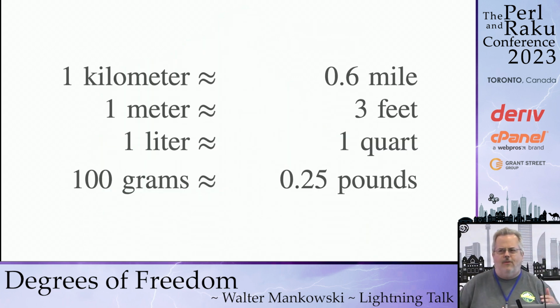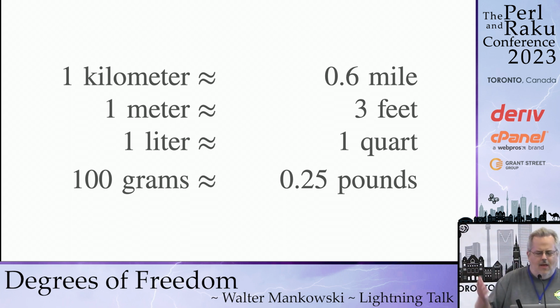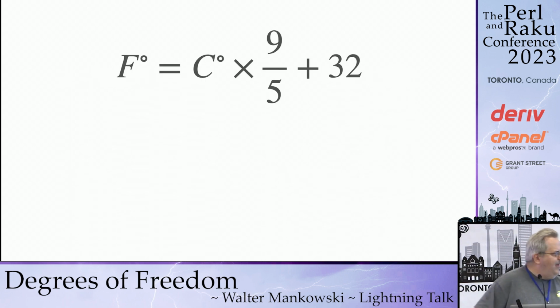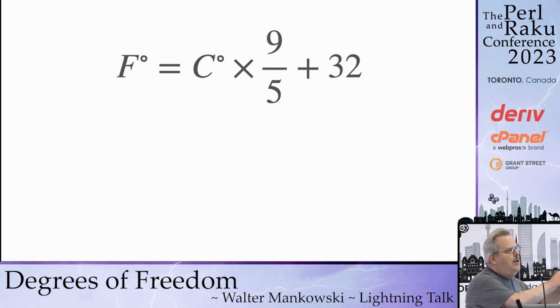It's difficult, right? Because lots of the other units you can kind of do in your head. A kilometer is about 6/10 of a mile, and a meter is about 3 feet. A liter is about a quart, 100 grams is about a quarter of a pound. But it's harder for these Canadian degrees, because suppose you want to convert Canadian degrees to freedom degrees.